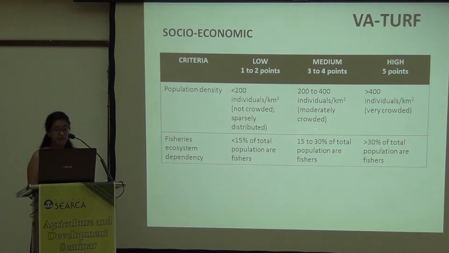For the socio-economic part, we consider population density and fisheries ecosystem dependency. So that's basic, because the more crowded you are, the more sensitive you are, because more people will get affected. And also it relates to the use of the resources. So the more crowded your coastline is, the more your resources are exploited as compared to a not crowded setup. So in terms of fisheries ecosystem dependency, again, dependence on fishers. So the more dependent, the more fishers present in your community, the more sensitive they are.